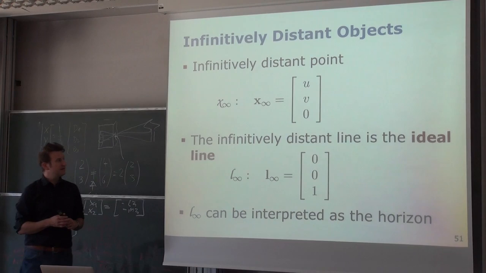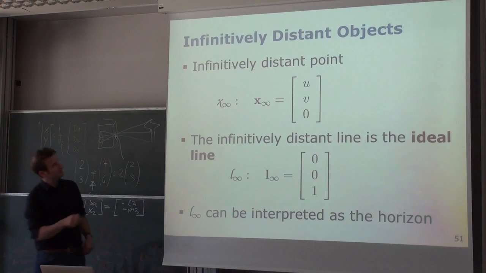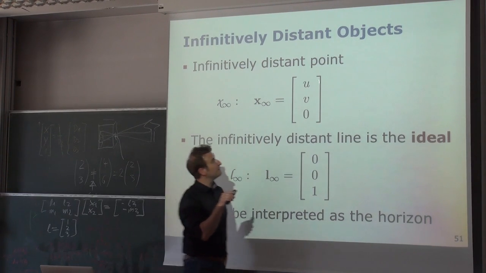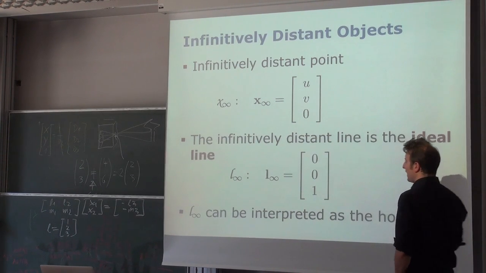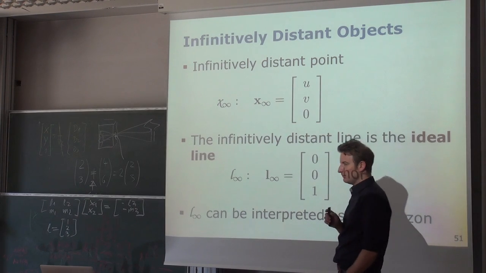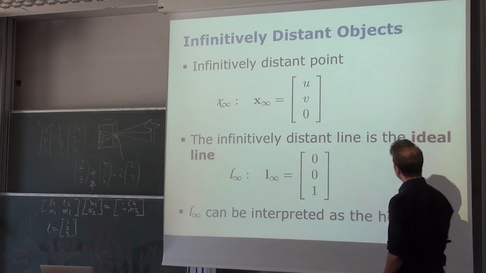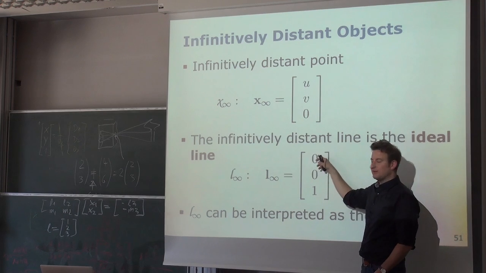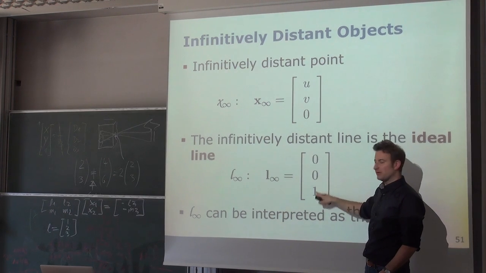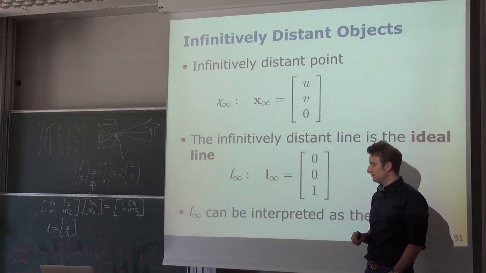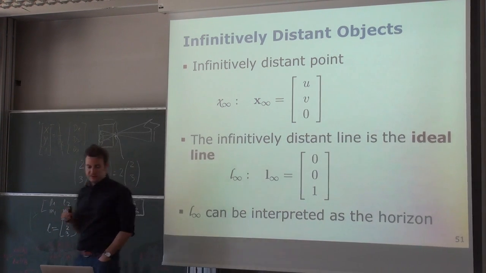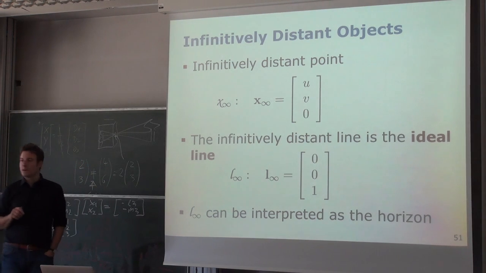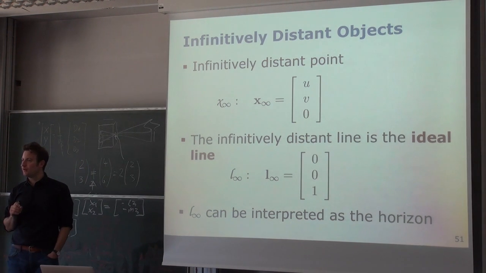Okay, infinitely distant objects. I have my infinitely distant point, which has this form over here. And I can also have an infinitely distant line. I'll show in a second what it looks like, called the ideal line. This ideal line is a line which has 0 components over here and 1 down here. And this is the line on which all infinitely distant points lie.